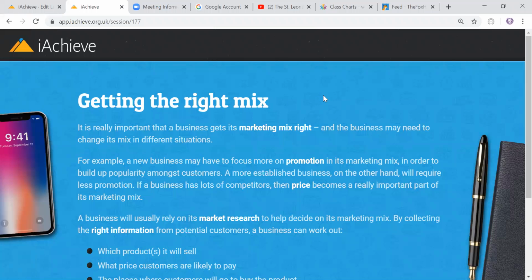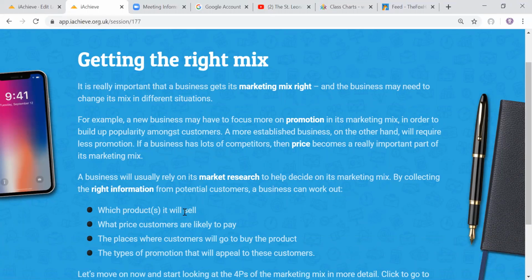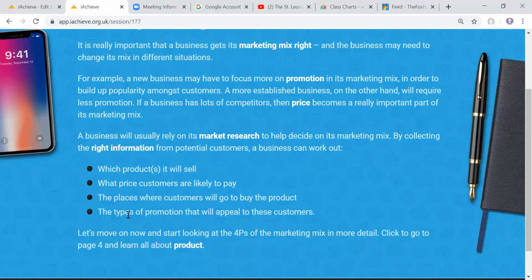Looking now at the marketing mix, a new business may have to focus more on promotion in order to build up popularity amongst customers. A well-established business, on the other hand, might require less promotion. If a business has lots of competitors, then price becomes a really important part of the marketing mix. Businesses will usually rely on market research to help decide on their marketing mix. By collecting the right information from potential customers, a business can work out which products to sell, what price customers are likely to pay, the places where customers will go to buy the product, and the types of promotion that will appeal to these customers.